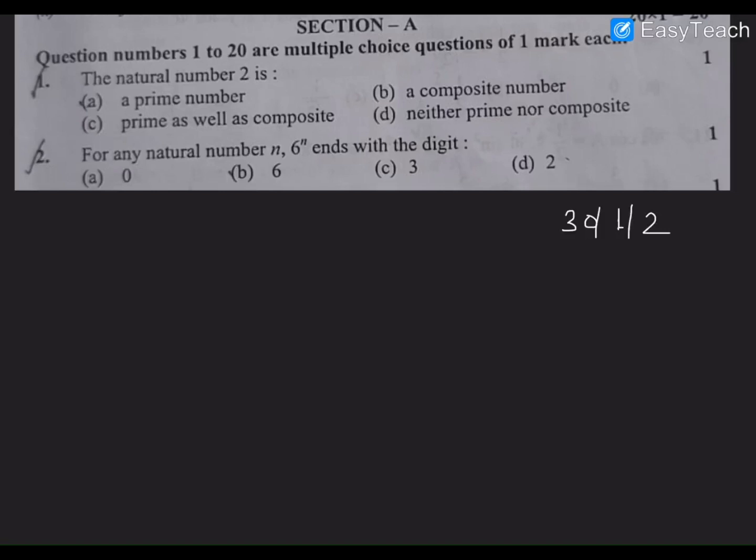So first question in this, the natural number 2 is not a composite number, it is a prime number. So option 1 A is the correct answer. For second, for all natural numbers n, 6 to the power n ends with the digit 6 only, as you can put the n value 1, 2, 3, anything. So for 2, option B is the correct choice.